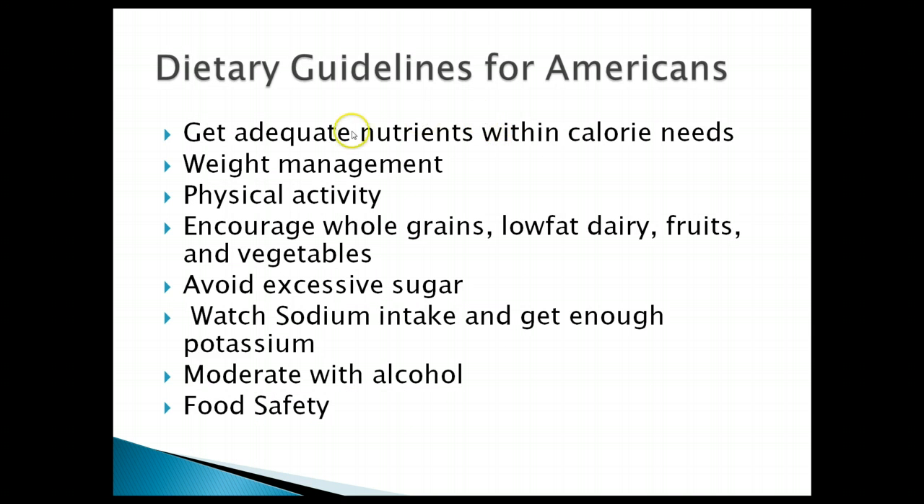Okay. So dietary guidelines for Americans. These are really simple. These are just general guidelines, not hard and fast numbers, right? So you want to get adequate nutrients within the calorie needs. This means basically having foods that have something that comes with the calories, right? So you drink Kool-Aid, you just get calories. You don't get very many other nutrients. Like if you eat a piece of fruit, you get vitamins and minerals and fiber with that. So that's something that's more nutrient dense. So that helps you get your adequate nutrients within your calorie needs, right?